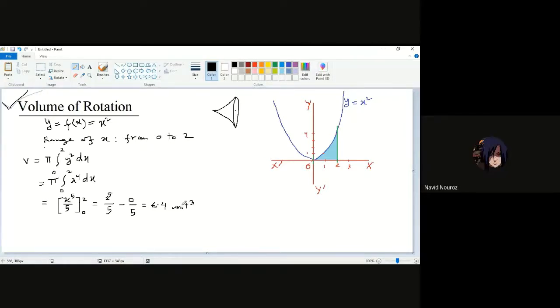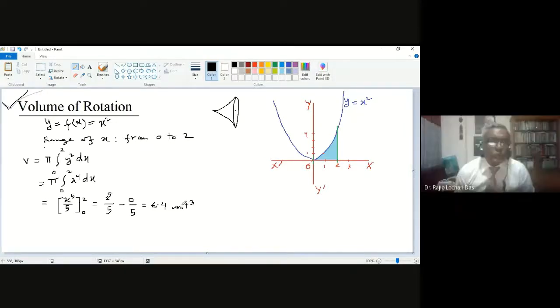So isn't there a pi? Oh yes, yes, pi. I forgot again. So you have to take pi. Yes, I forgot this. So this is pi into this minus this. So it is actually 6.4 pi.